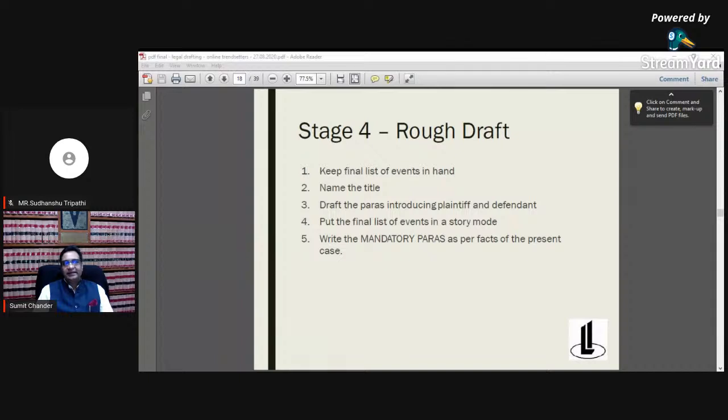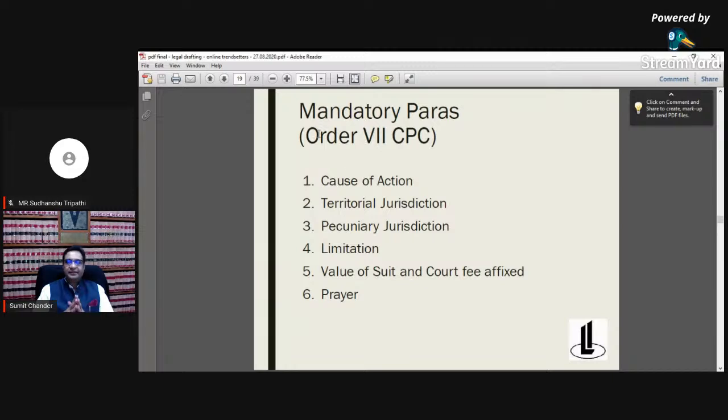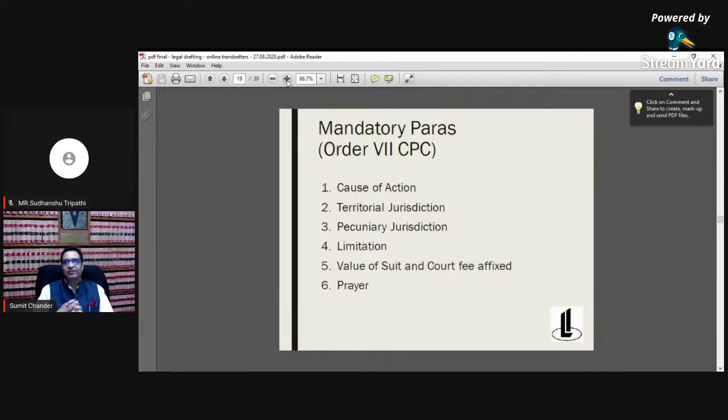Now, what are mandatory paras? Next. Mandatory paras have been mentioned in Order 7 of the Code of Civil Procedure. Now, what are those? 1. The cause of action, the territorial jurisdiction, the pecuniary jurisdiction, limitation, value of the suit and court fees affixed, and the prayer. Then you prepare the final draft.